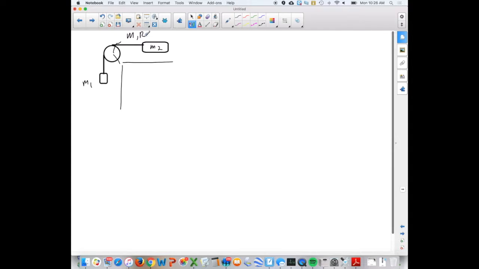Now I have three free body diagrams. I have T1 coming up here, I have T2 in this direction, and my three free body diagrams give me, well, the first one's simple. M1A is M1G minus T. The M2A is equal to T2. That should be T1.